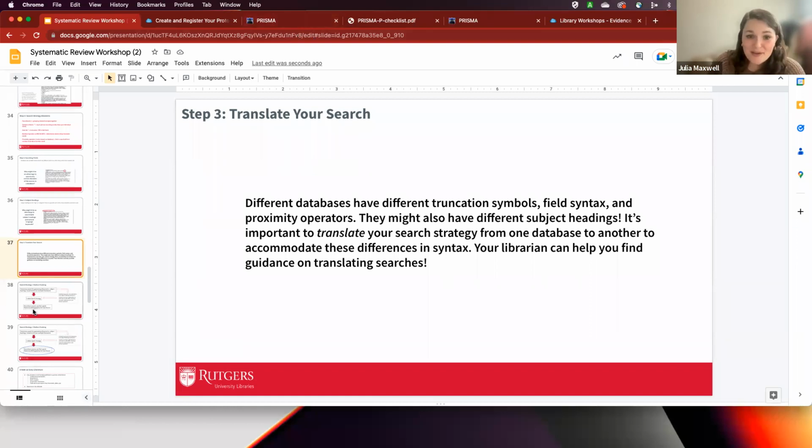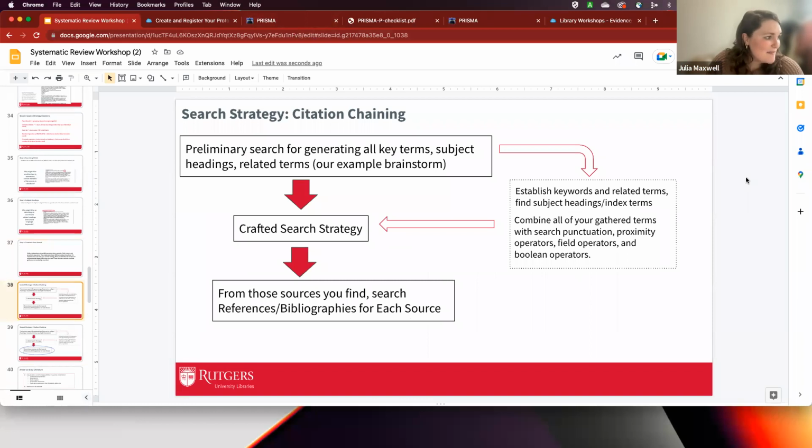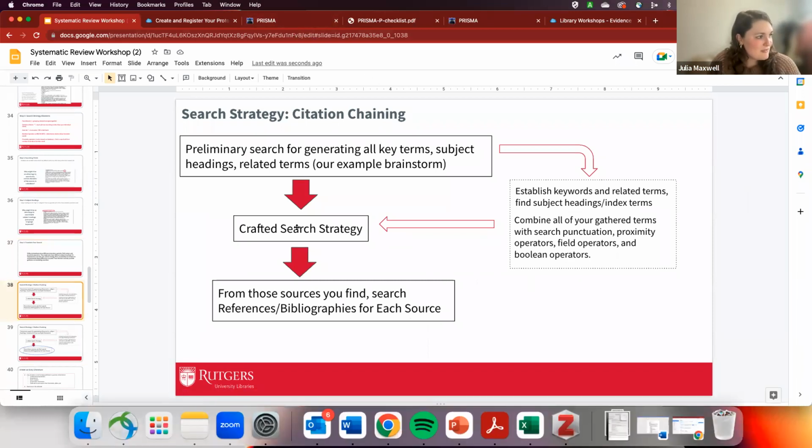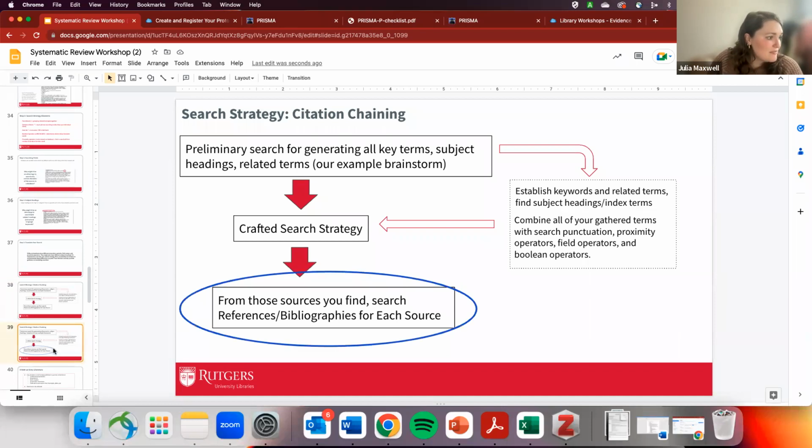Okay, so you do all of that, you run your searches. This is kind of where we would be now, right? So we do a preliminary search, we establish everything, we craft the search strategy. And then we get to the final element of the search, which is to citation chain. For every study that you find, you look through the references of that study to make sure you haven't missed anything, or to add on any articles that also should be included.